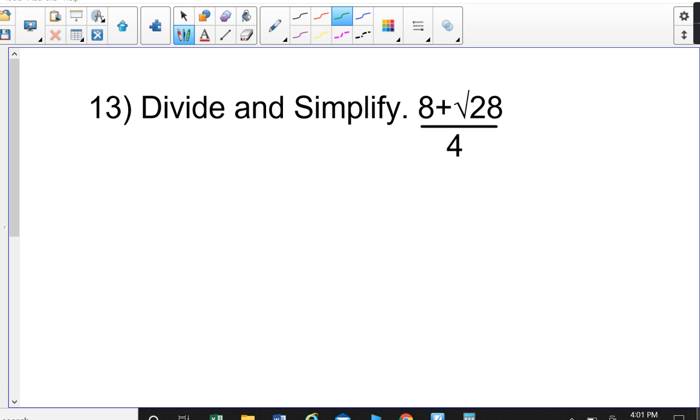So we're not just saying, oh, if it's outside the root, it goes together. If it's inside the root, it goes together. No, first we're going to split that up into two problems. First term is 8. That gets divided by 4. Second term, root 28, also gets divided by 4. And then those two answers get added together.